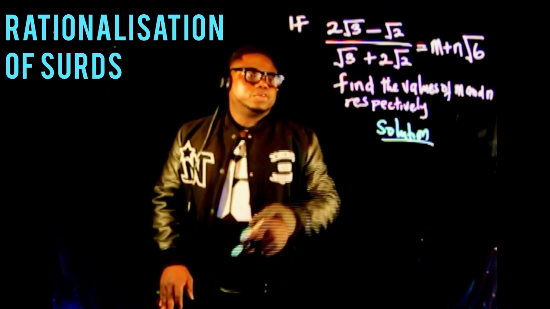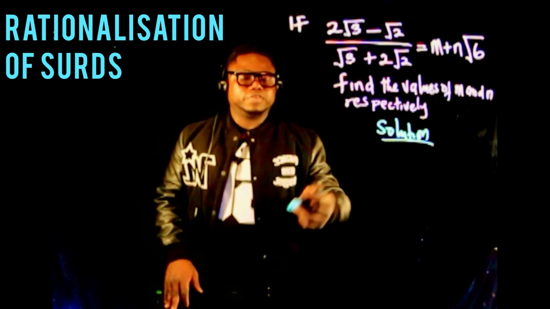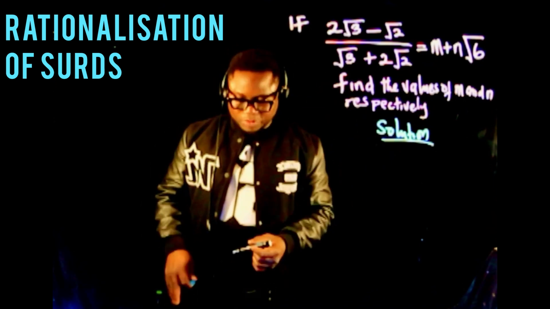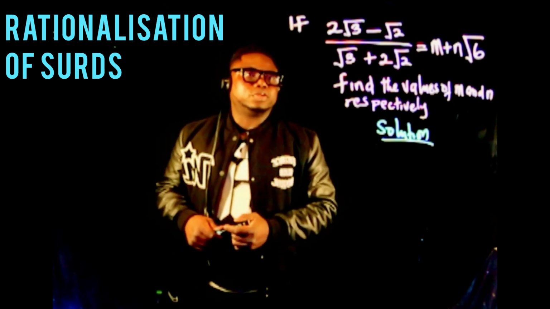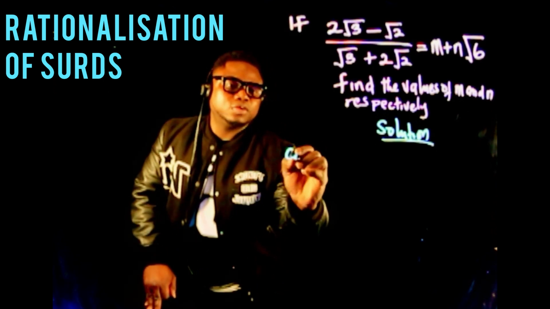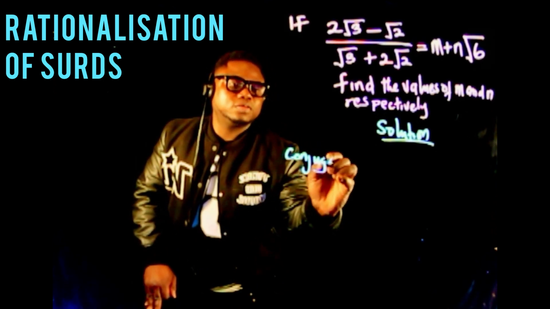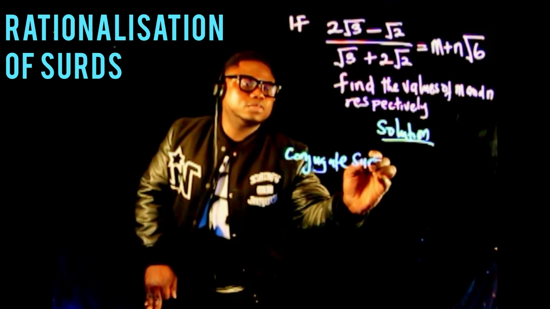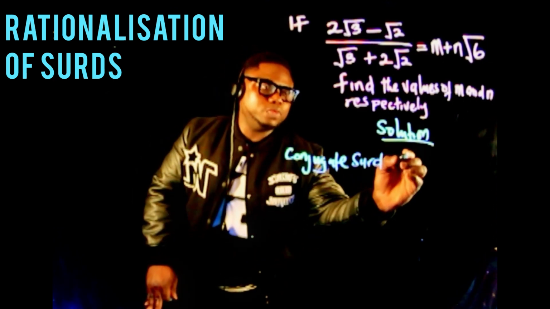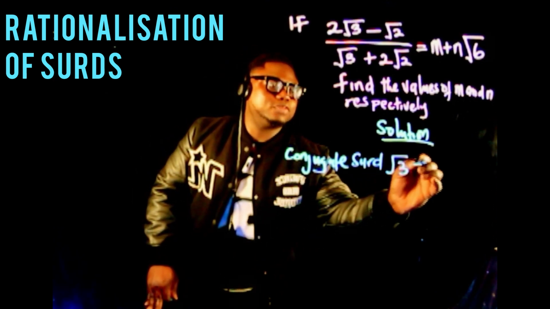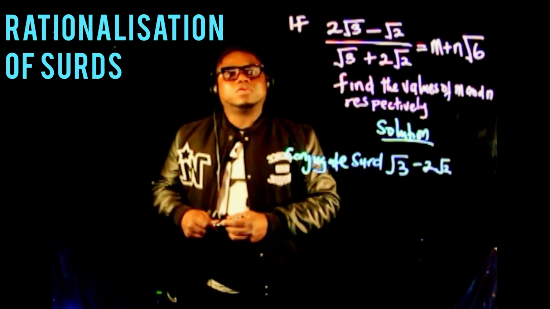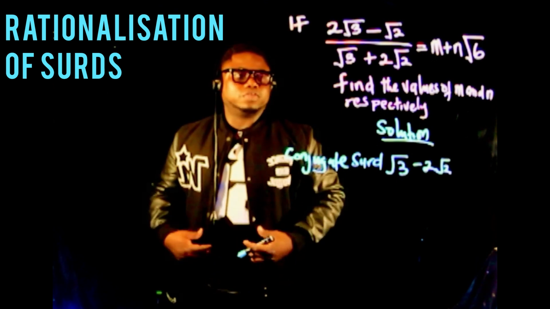For me to solve this or rationalize this surd, or to look for the values of m and n, I'm going to look for the conjugate of the denominator, because the denominator is not rational. I have to make it rational. And the conjugate of root 3 plus 2 root 2 is going to be root 3 minus 2 root 2. I only changed the plus sign to a minus sign. That's how to find the conjugate of a surd.